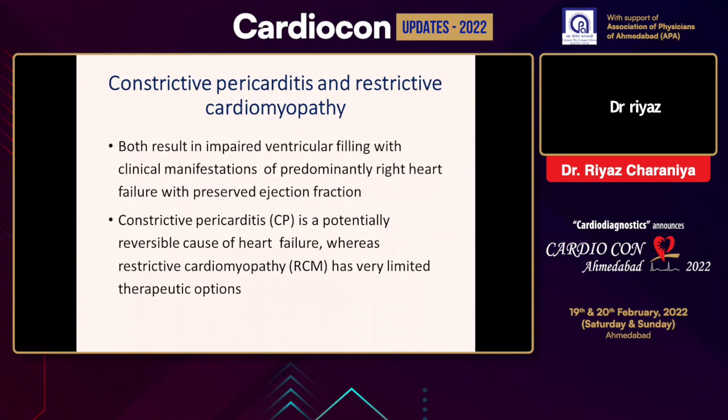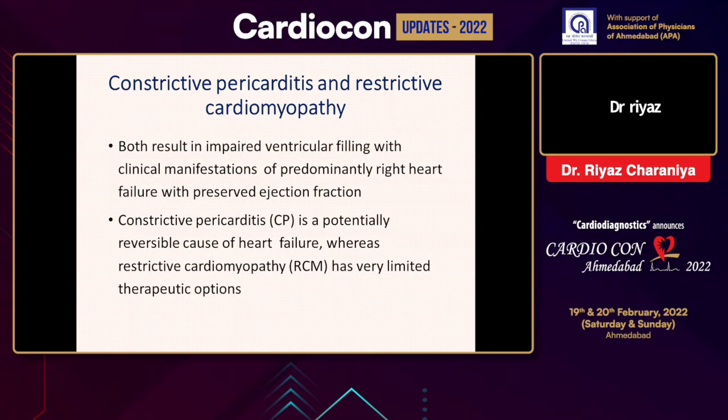So based on the findings and the echo finding of restrictive physiology, what we'll have in our minds is a constrictive pericarditis versus a restrictive cardiomyopathy. And since he has a past history of tuberculosis, we'll always think of a constrictive pericarditis also in our case. Why is it important to differentiate between them? Because constrictive pericarditis has a potentially reversible cause. It can be treated surgically, whereas restrictive cardiomyopathy has very limited therapeutic options.